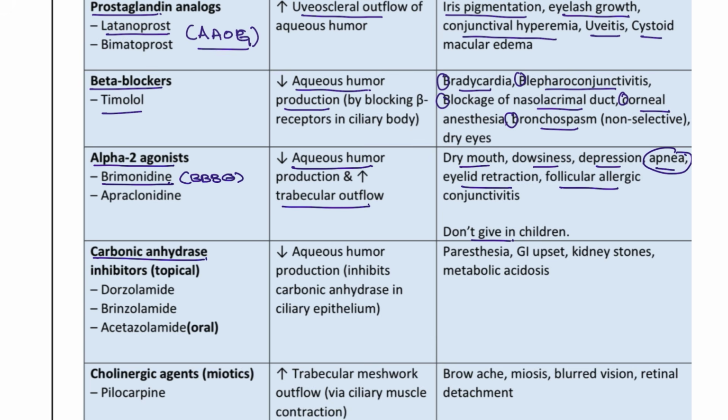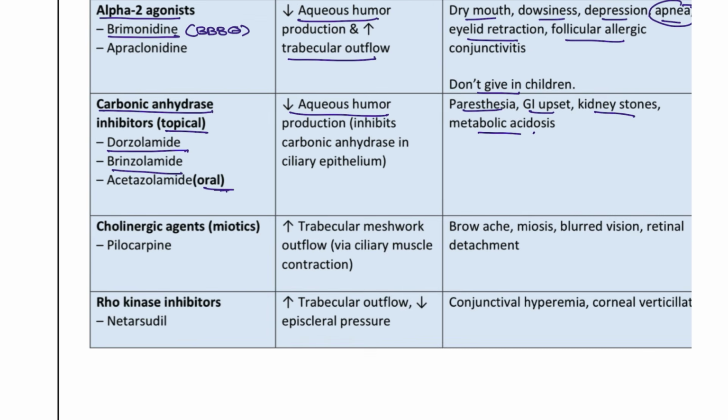Carbonic anhydrase inhibitors. We just now discussed topical drugs; here it is dorzolamide or brinzolamide, or you can also go for acetazolamide. It will decrease the aqueous humor of the patient. Side effects: paresthesia, GI upset, kidney stones, and metabolic acidosis.